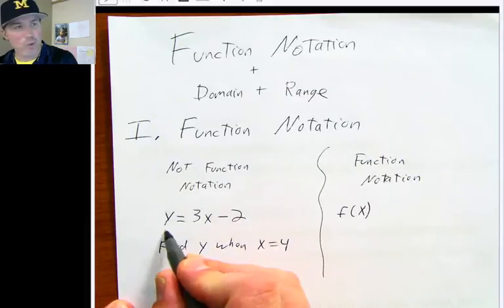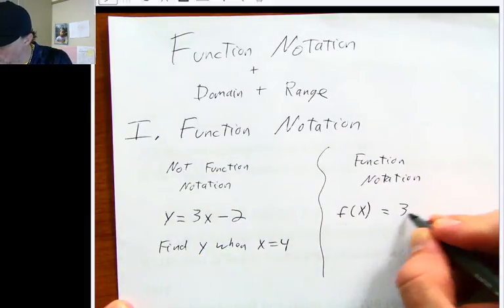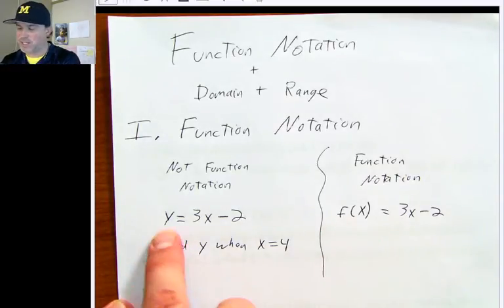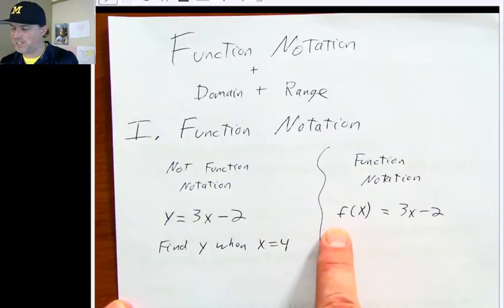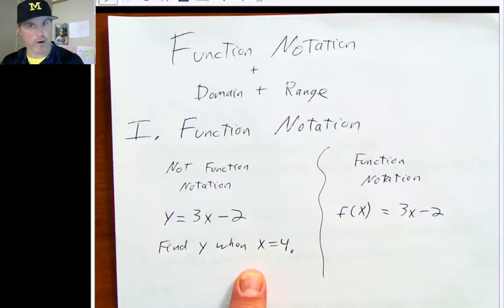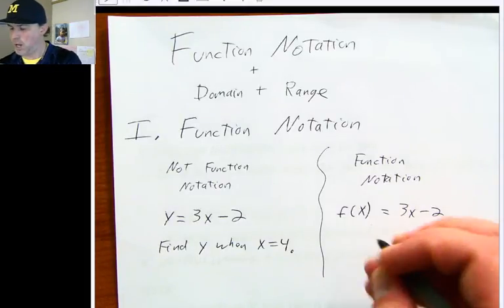So instead of using the y, I'm going to use the f of x, and it's 3x minus 2. It's the exact same equation, except instead of using x's and y's, I'm using x's and f of x's. What's nice about function notation is that it's very efficient. "Find y when x equals 4" is very wordy. And math people, we don't like words because we like numbers.